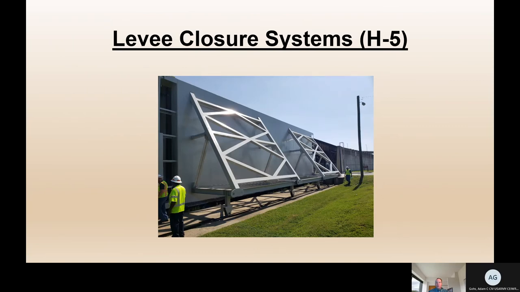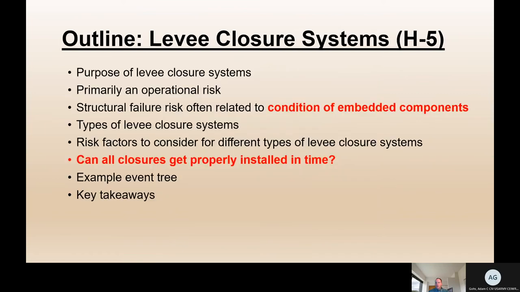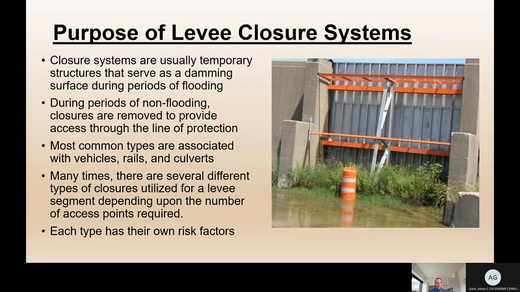Not all closures look like this one, this big beast in Richmond, Virginia. It's a rolling gate big enough that it has to have a truss on the rolling gate itself. We'll cover the purpose of levee closure systems. My emphasis here is that it's primarily an operational risk, and can all closures get properly installed in time? But we also have to consider the condition of the embedded components. We want to talk about the different kinds of closure systems and the risk factors, show you an example event tree, and follow up with key takeaways.